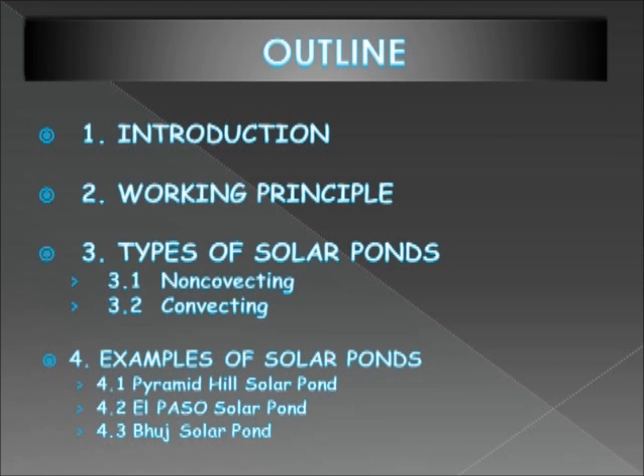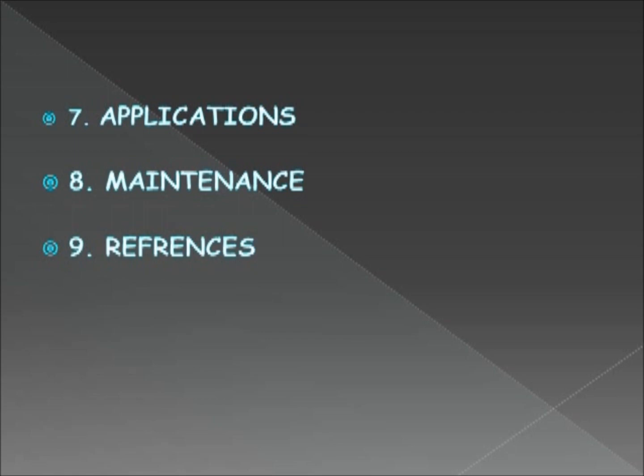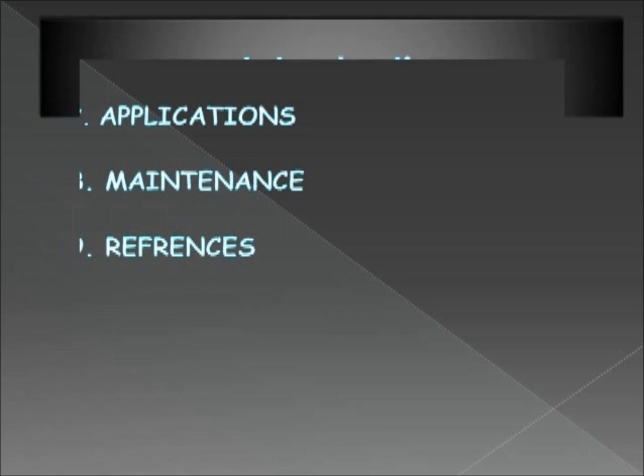Here is the outline of my presentation. It includes introduction, working principle, types of solar pond, that is of two types, convecting and non-convecting, examples of solar pond like Pyramid Hill solar pond, El Paso solar pond and Bhuj solar pond. Moreover, its applications, maintenance and references.